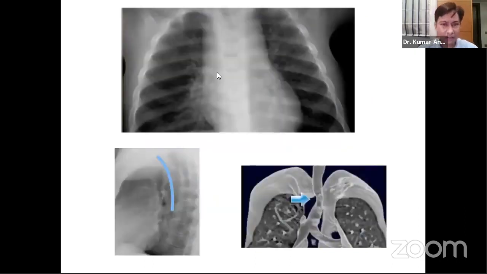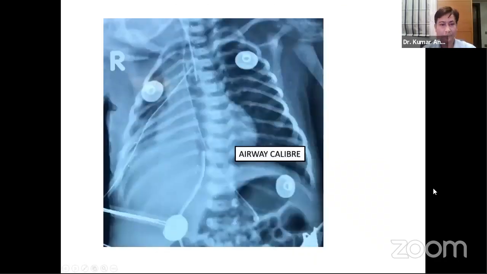In this X-ray, we can see the trachea. You can visualize that this trachea is slightly deviated towards the left side, and the airway contour should follow like this. If it is like this, that means it's abnormal. In this case, it was because of the right aortic arch, which was deviating the trachea towards the left side.